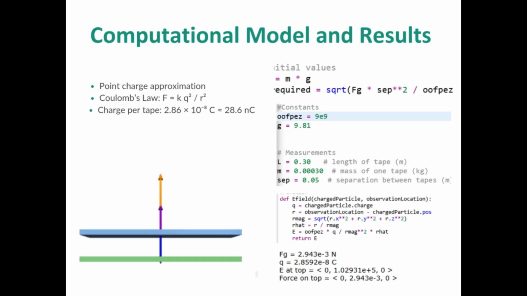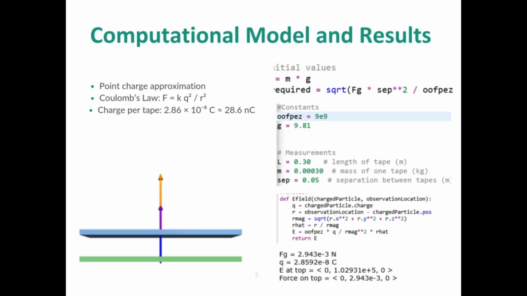Once the program is run, it shows that the electrical force is 2.94 times 10 to the negative 3 newtons, and the gravitational force is also 2.94 times 10 to the negative 3 newtons, which confirms the equilibrium condition. The program also spits out the required charge per tape, which is 2.6 times 10 to the negative 8 coulombs, or about 28.6 nanocoulombs.